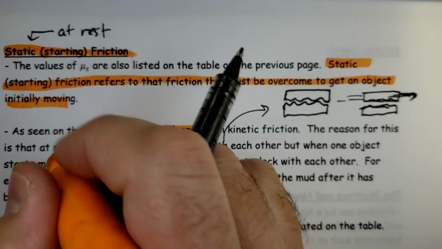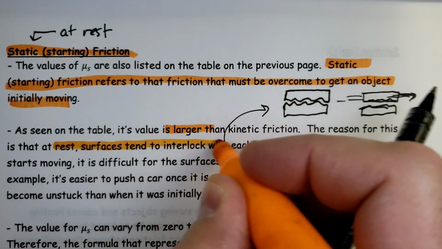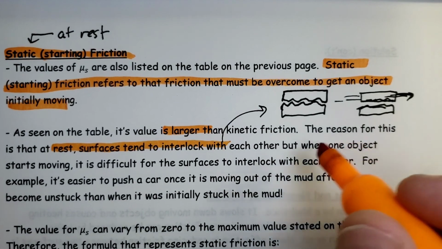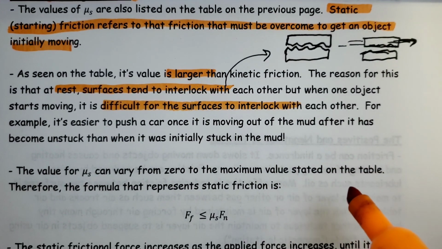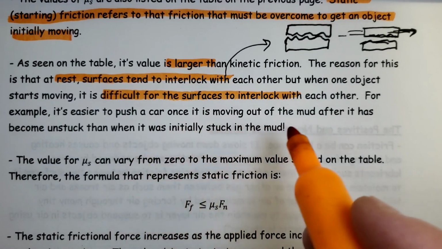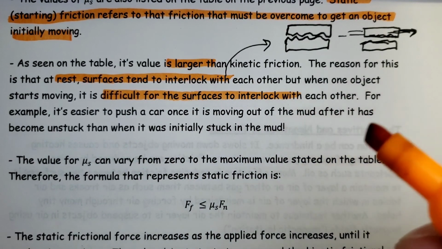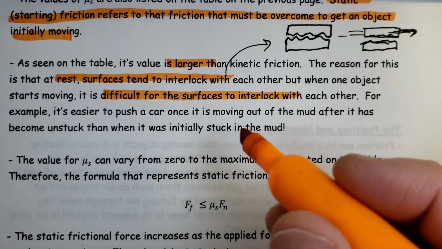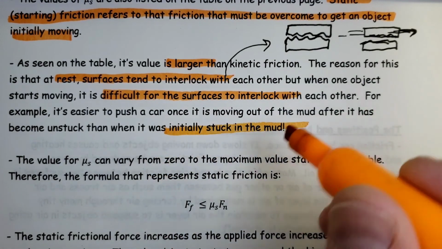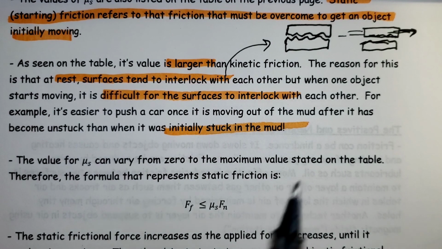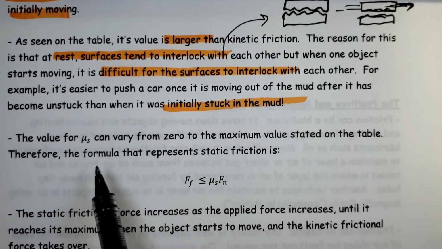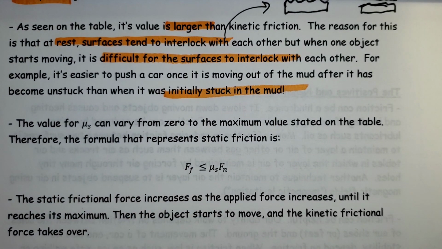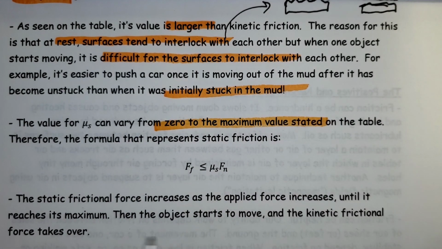So at rest, surfaces interlock with each other, but when an object starts moving, it's more difficult to interlock them because, well, it's moving. For example, it's easier to push a car out of the mud or out of a snowbank once it has become unstuck than when it's initially stuck. We've all experienced that. Pushing a car that's stuck in the snow, it's more difficult to get it moving than it is to keep it moving.